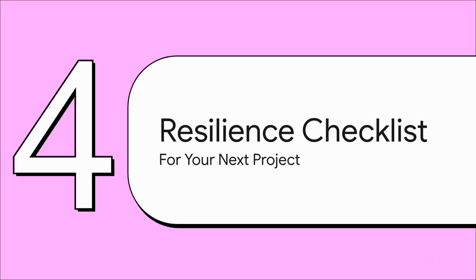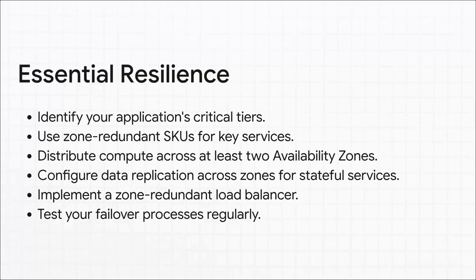Okay, let's wrap all this up with a practical checklist. Think of this as something you can take with you and use on your very next cloud project. First off, you've got to know your application's critical parts. Then, when you pick your Azure services, make sure you're using the versions, the SKUs, that are actually zone redundant. Don't put all your compute eggs in one basket. Spread them across at least 2 zones. For anything with data, you have to set up replication across zones.